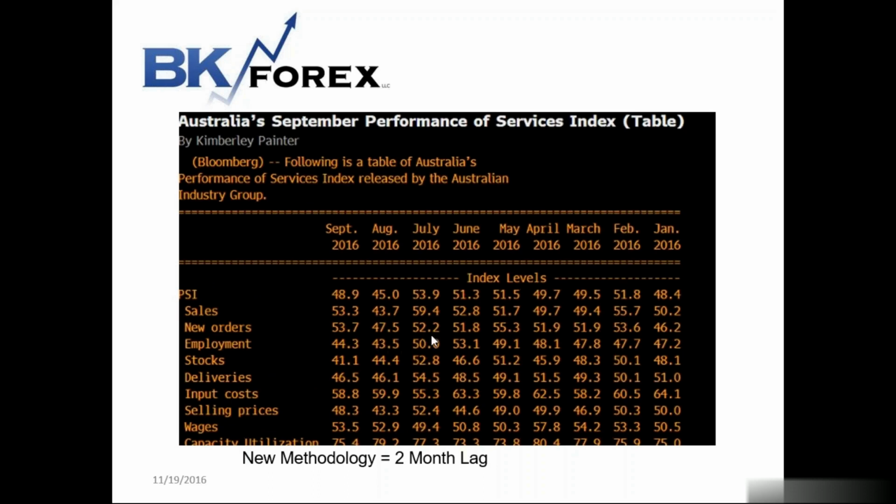Same thing, we'll look at the August reading. We see that in August, employment also fell sharply in the services sector. Let me see if I can get my spotlight showing you. This is Australia's Performance of Services Index. In the service sector, we also see that the index, let me get my spotlight, went from 50 to 43.5. And let me go to the next one.